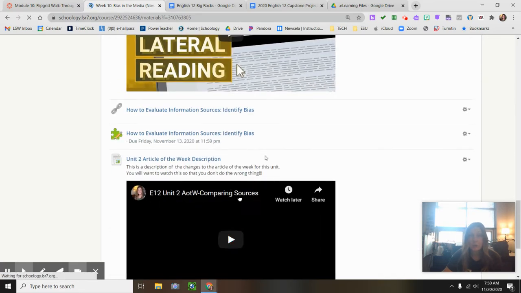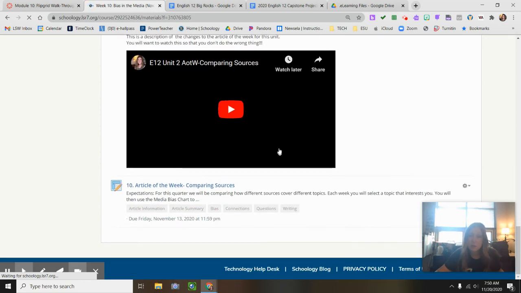Each week has two things that I'm grading for sure. That's an article of the week, where they have to go find articles. This quarter, they're finding two articles on the same topic, one from a left-leaning and a right-leaning, or a pro side of the topic and a con side of the topic. And they're comparing how the two sides cover that particular topic. This is a media studies course.